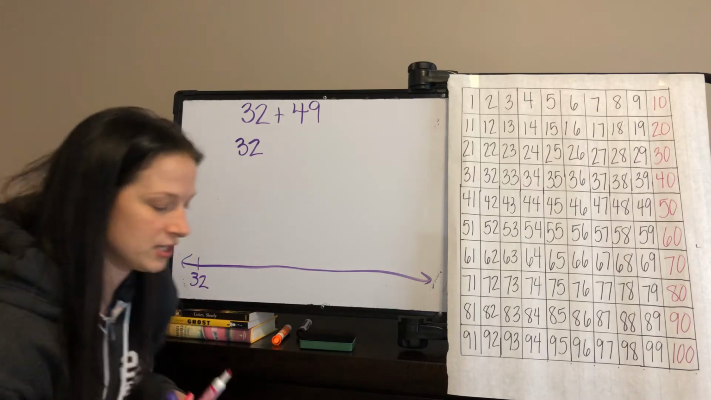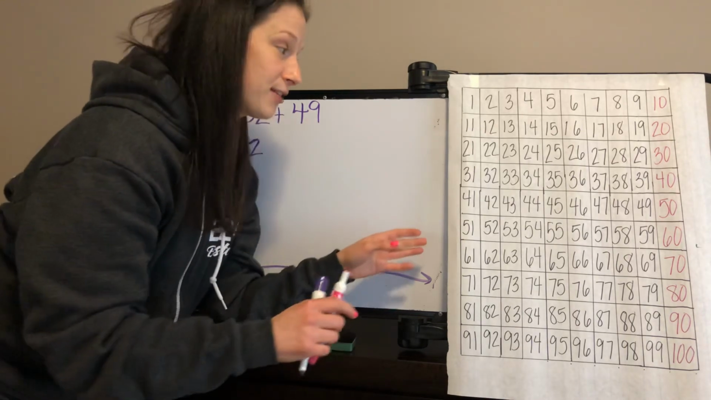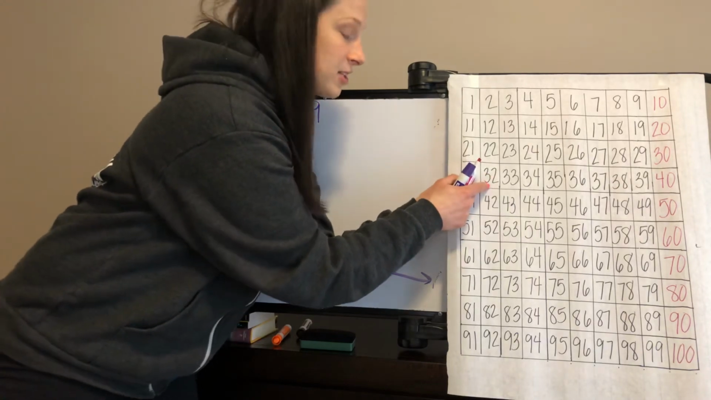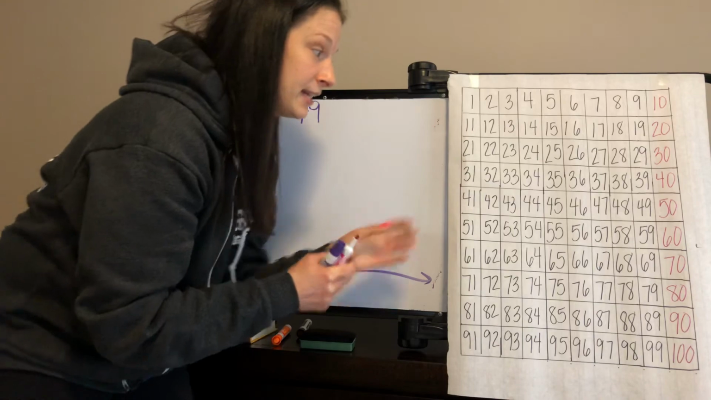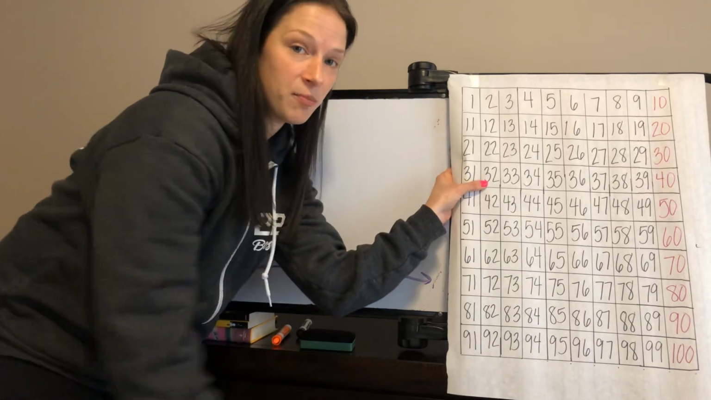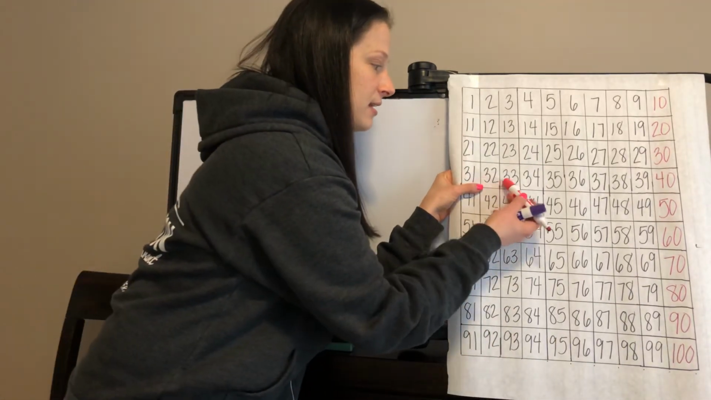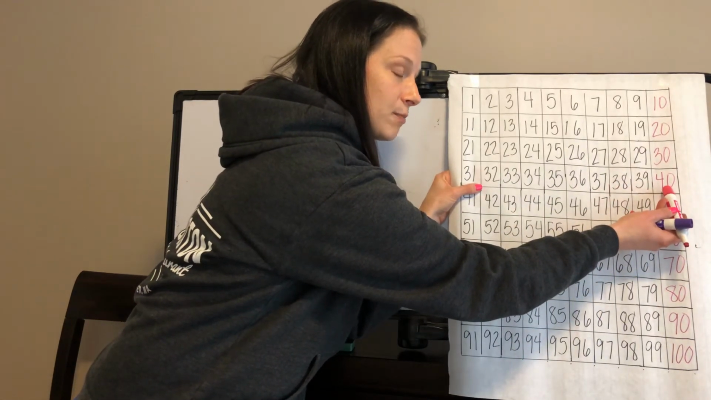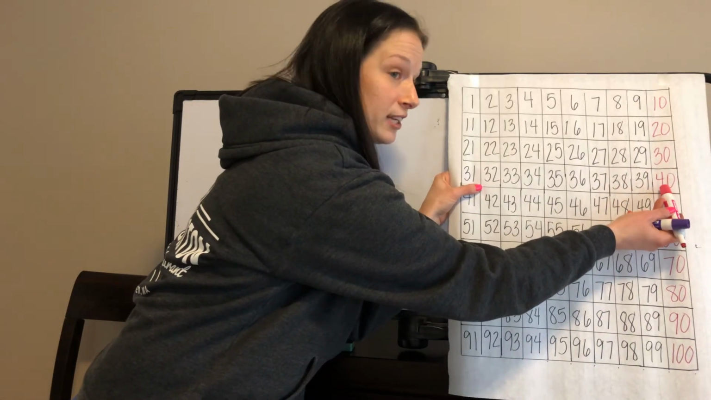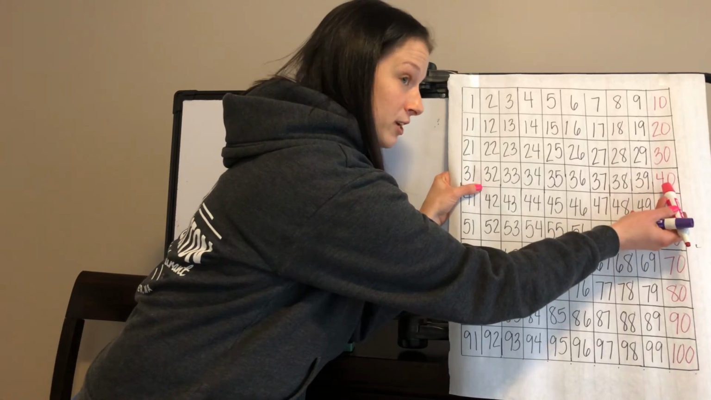And then we're going to come over to the hundreds chart. A lot going on right now, I know. So, if I'm starting at 32 and I want to add 49, when I'm thinking about landmark numbers, I'm going to scan this row and say, I know a landmark, the closest landmark number when I'm adding is 40. I want to jump to 40.